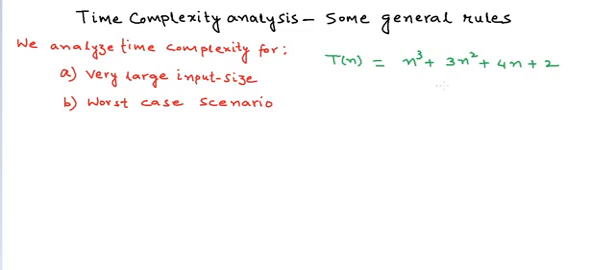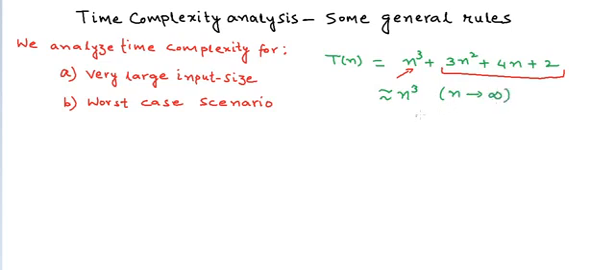Now, if we have a function defining the running time of an algorithm like T(n) equal to n^3 plus 3n^2 plus 4n plus 2, then for very large input sizes, these lower order terms like 3n^2 plus 4n plus 2 will become insignificant in comparison to the n^3 term. So this will be almost equal to n^3 for very large values of n, or we can also say that when n tends to infinity.